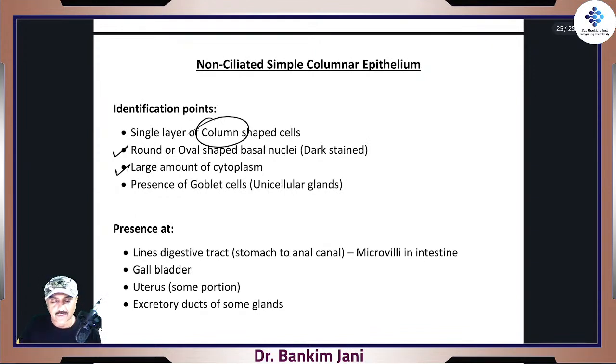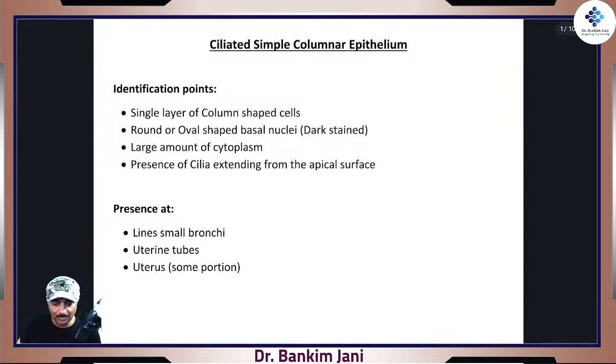Now comes the all-time fantastic, most beautiful ciliated simple columnar epithelium. Now there will be cilia. Where is striated columnar present? Yes. Now we'll watch.